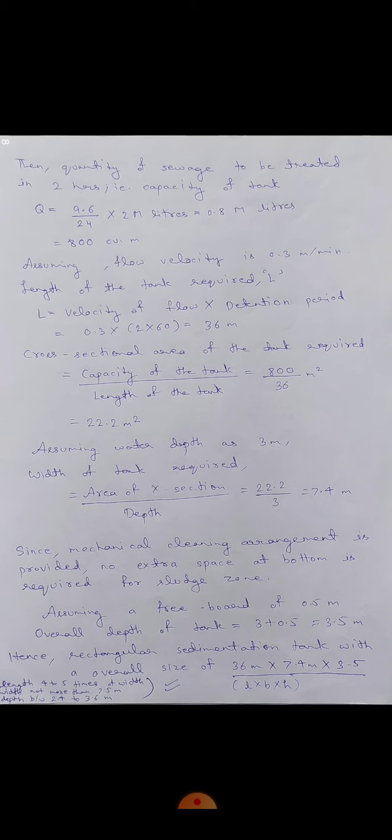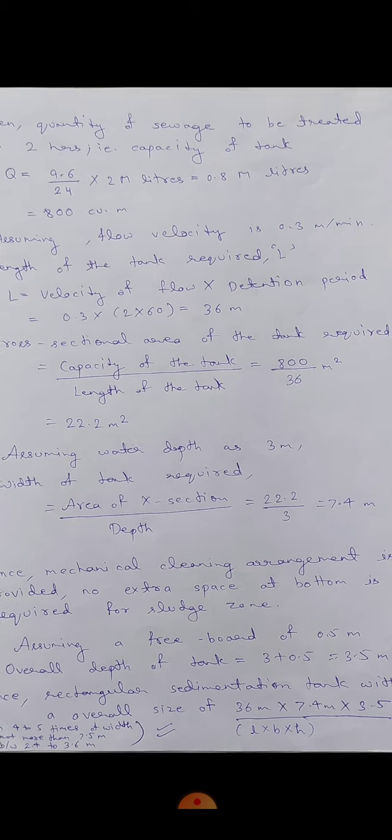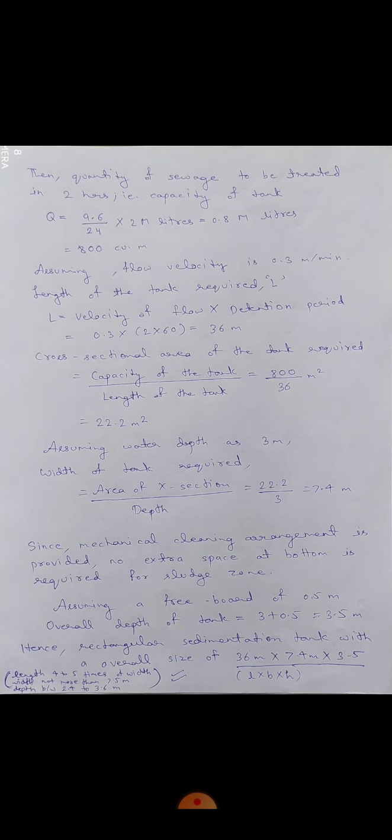Okay, so these are the things that have come. Next, the point given in the question is that the tank is provided with a mechanical cleaning arrangement. Okay, when a mechanical cleaning arrangement is there, then we don't have to provide any extra space for the sludge zone. When there is no mechanical cleaning device, when human resources are used for cleaning, then extra space is provided at the bottom, from 0.8 meter to 1.2 meter. But in this question, in this design, a mechanical arrangement is there, so we don't have to provide any extra space or any extra depth for the sludge zone.